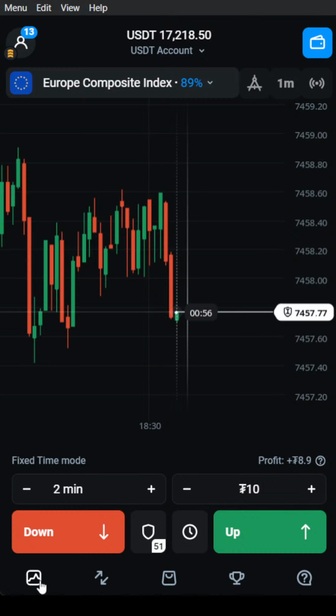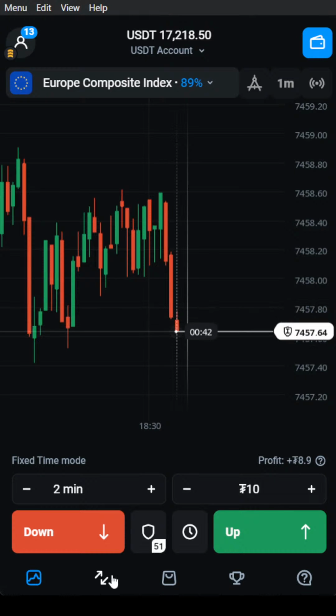Then we have a graph option. Now, some of you might be comfortable in area chart. I am comfortable with Japanese candlestick. Some of you might be comfortable with Heikin Ashi. So whatever you're comfortable with, you can go ahead. We have a trades option where we can see all our active and completed trades.